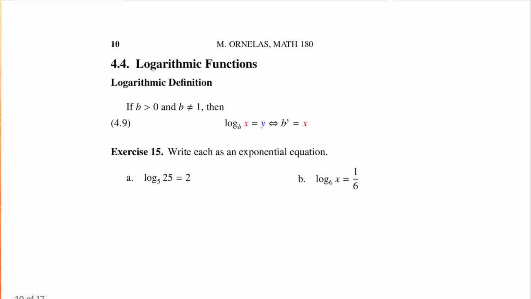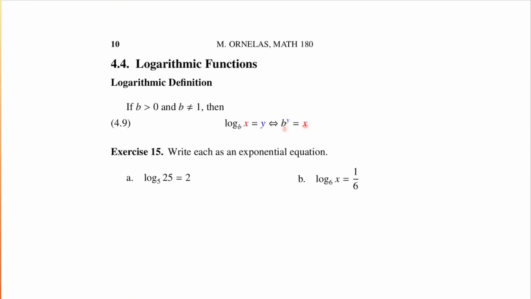Hi, this is section 4.4, logarithmic functions. So the definition of a logarithm is as follows. The base has to be greater than 0, and the base cannot equal 1. If that's true, then log base b of x is equal to y is equivalent to b to the y equals x.